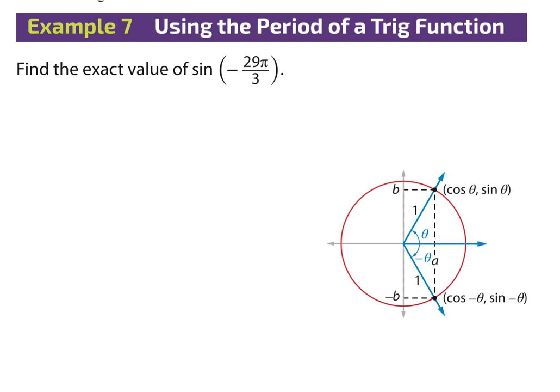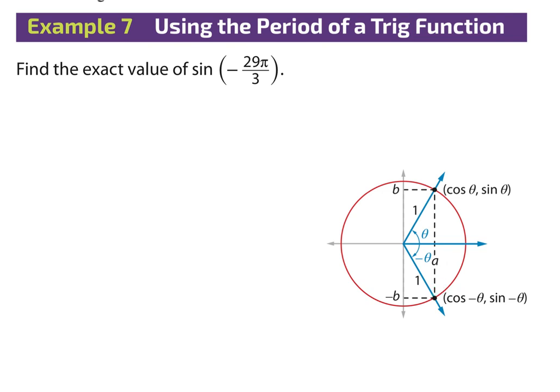Right? So when I went positive theta, my cosine was positive. When I went negative theta, my cosine was positive. I was still on my positive side of the x. But what happened to my y value is, my y value here is positive. My y value here is actually the same number, absolute value, but it's negative.